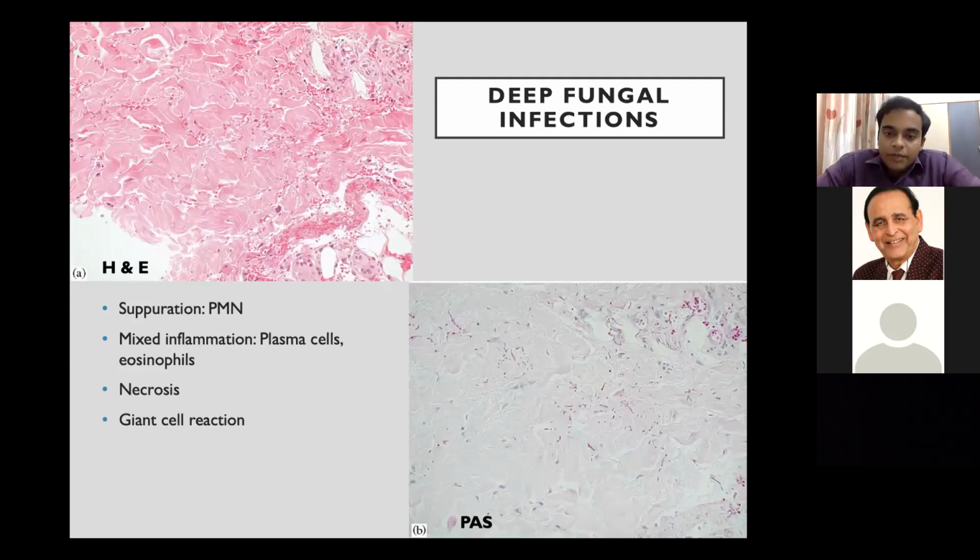Then you have some deep fungal infections, which may just show normal looking skin with some areas of necrosis. So in those cases, you have to be very careful and look for fungus only in the areas of necrosis, or maybe some histiocytes if they are there. Otherwise, H&E may be unremarkable. And if there is mixed infiltrate of neutrophils and eosinophils, that is again a place to look for them. But generally, they are seen only where there are necrosis or histiocytes.